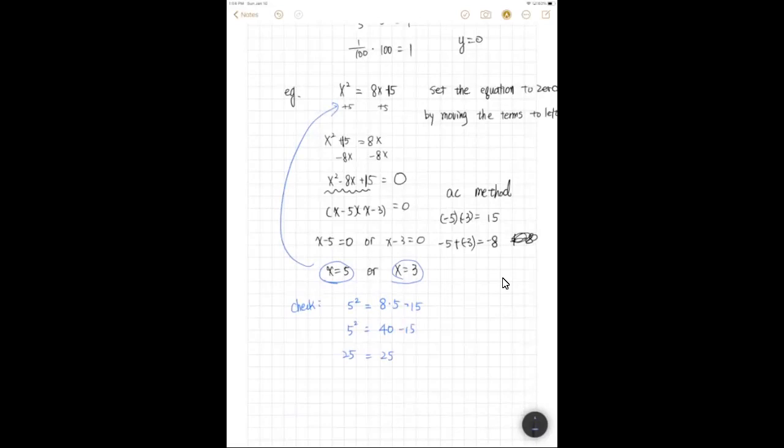Now let's check if x equal to 3 is our solution. So with 3 squared, we don't know if this equals 8 times 3 minus 15. 3 squared is equal to 9. 8 times 3 is 24 minus 15, which is equal to 9. So that means, hey, x equal to 5 or x equal to 3 is our solution.